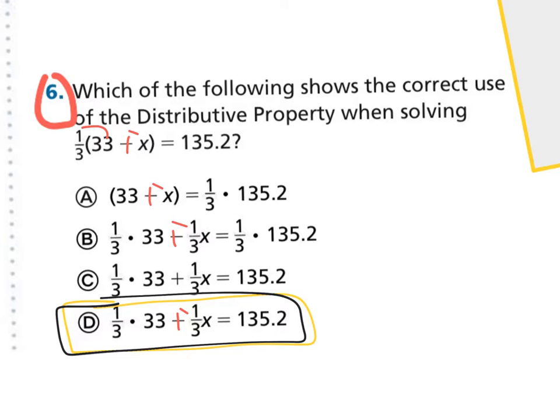We do 1/3 times 33, so A doesn't really look like it's going to work. And then you could say plus 1/3 times negative x, and again, that's the only thing that's going to work here. The problem with B, if anybody looked at B, is they distributed over to the right side of the equation, which should not be happening. And the problem with C is they're just adding. They didn't take into account the subtraction or the negative that we had on that problem.